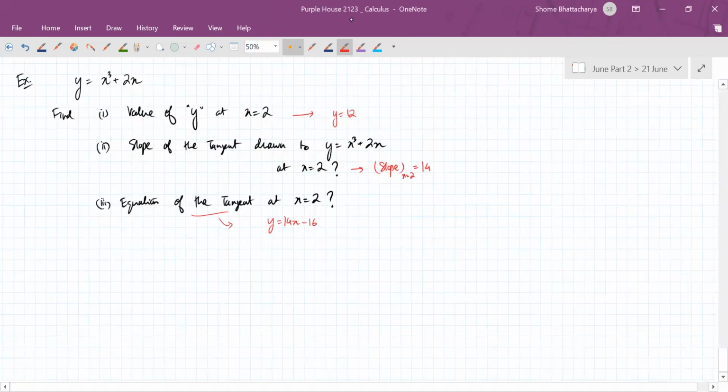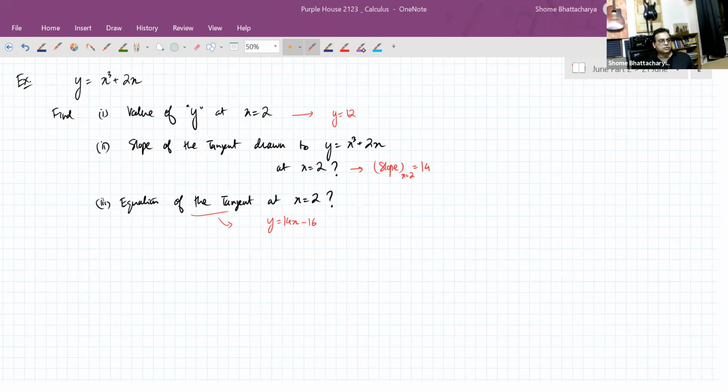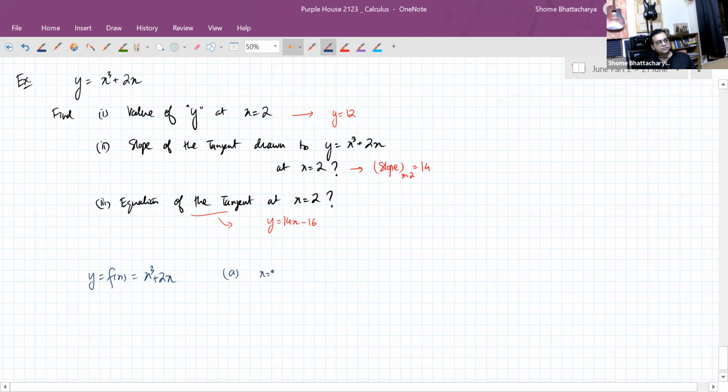Okay, so let's work out this question in detail now. You can see that the function given to us is x cube plus 2x. So for the first part, if x is equal to 2, to find the value of y, this will be nothing but the value of the function at x equal to 2. So just substitute the value of x as 2. So 12. You can see that y is equal to 12 at x equal to 2.